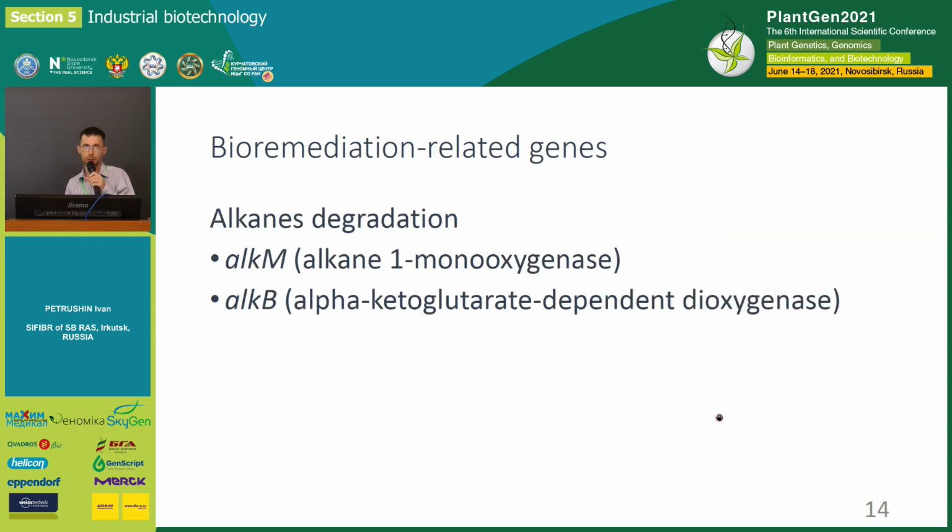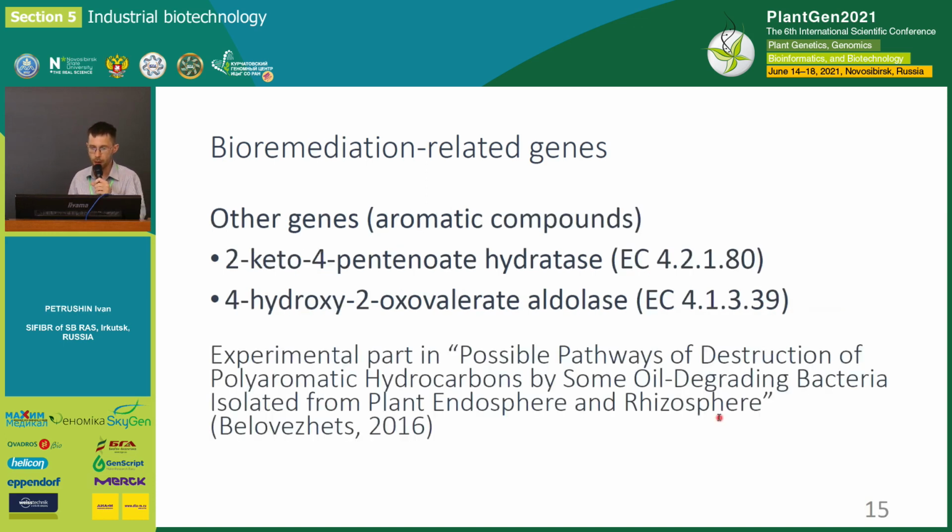Alkane degradation is also represented by some genes, alkB, alkM. They are key genes according to the literature. We want to verify it. Our strain, not shown on the slides, can grow on pure naphthalene as a model compound. Previously we published a paper, a pure chemical research of possible pathways of degrading complex organic compounds by this strain, in 2016.